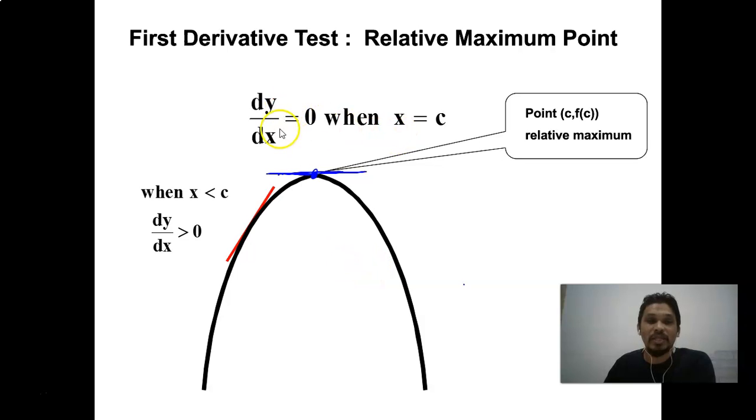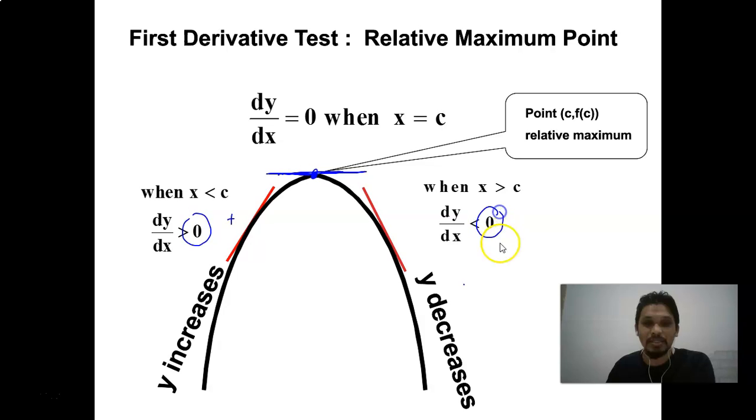So when dy/dx equals 0 at x equals c, before this point the gradient is positive, greater than 0. After that, y increases, and after that dy/dx is less than 0, where the value of y decreases. It's just like the curve of a quadratic.